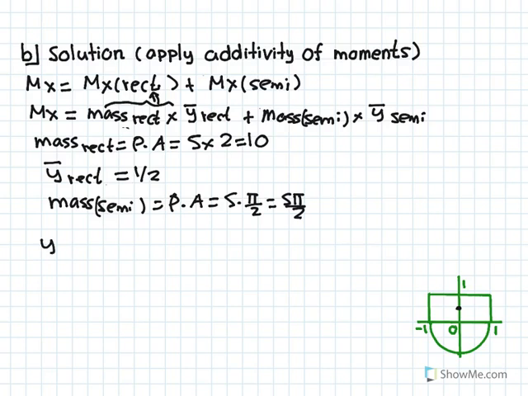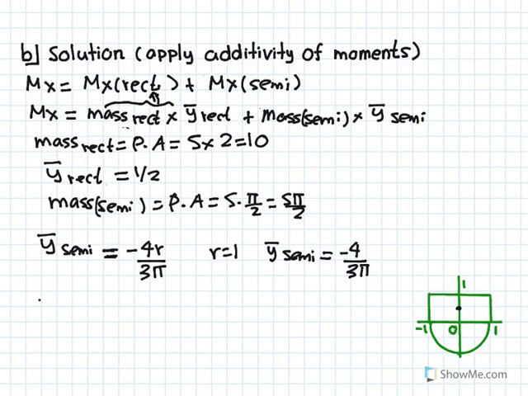Now, what about y bar of the semicircle? We can't see this geometrically. We're going to use the hint that was provided for us in the question. The hint was that for a semicircular plate, the center of mass is 0 and 4r over 3 pi. But because the semicircle is at the bottom, we just reflect that and we get minus 4r over 3 pi. And since the radius is 1, y bar of the semicircle is simply minus 4 divided by 3 pi.